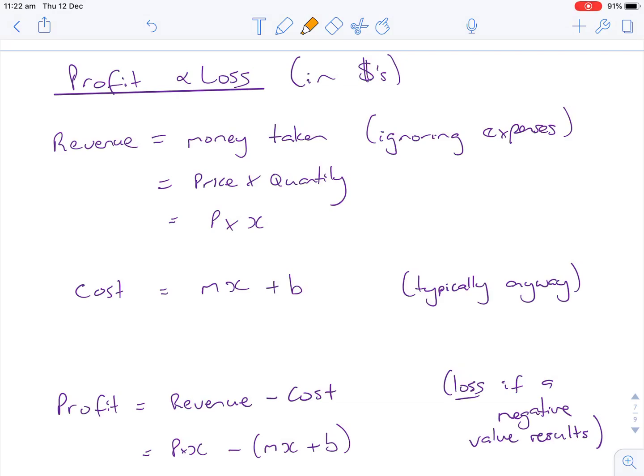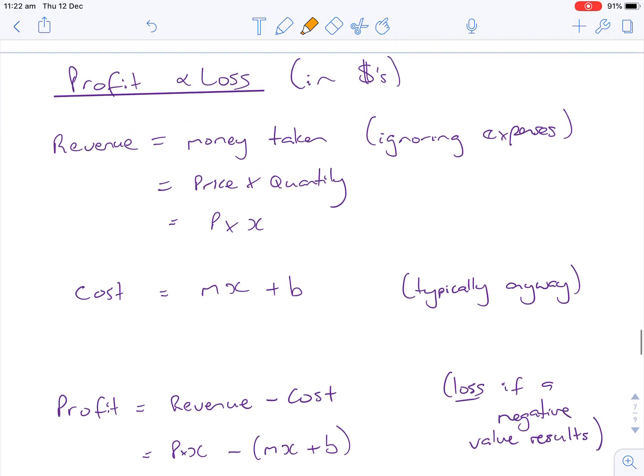Okay, this is the final bit of the percentage change questions, or the percentage increases, decreases, and so on. So the next bit that we need to be able to do is profit and loss.